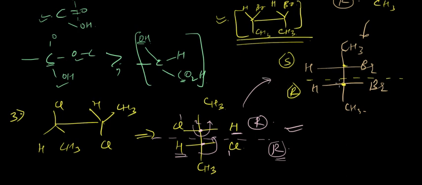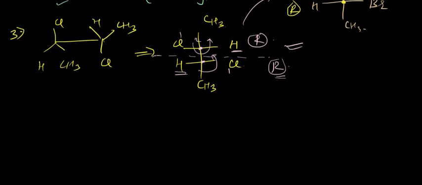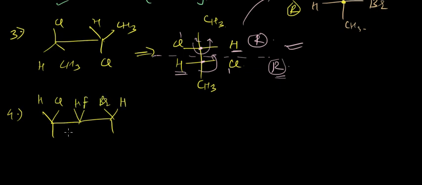Wherein if these two carbon atoms were mirror images of each other, the configuration would be just opposite. Okay, so let's look at the fourth example. We have, and finally, HCl, H, F, Br, H, and obviously CH3 and CH3.